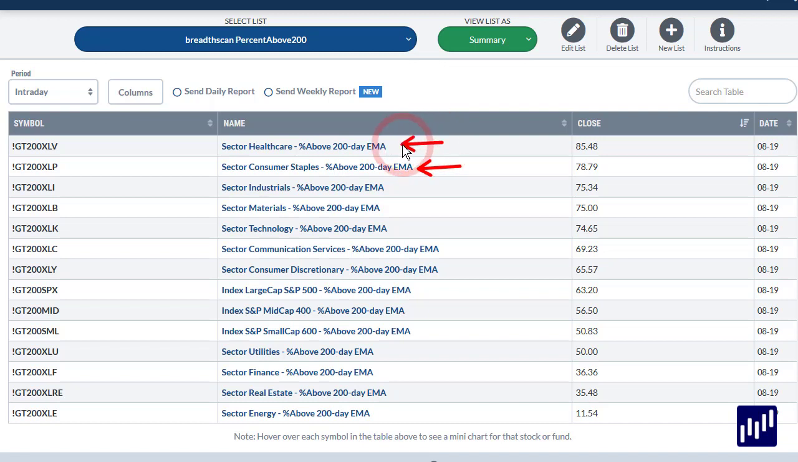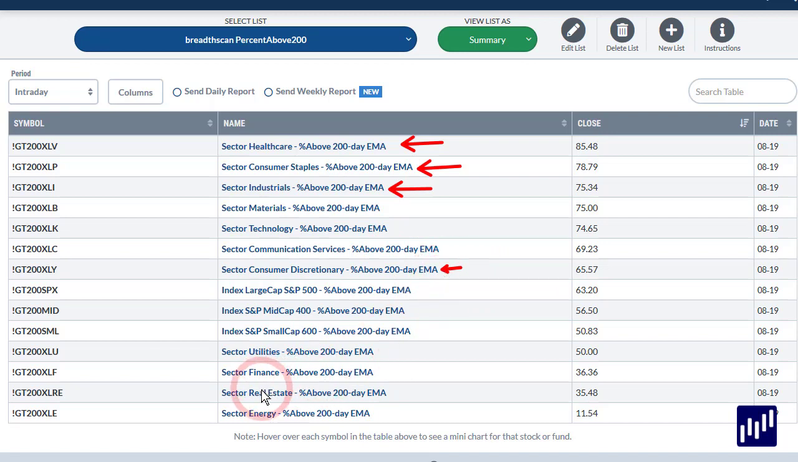Healthcare, 85% above the 200-day EMA. That's another strong sector, and I put industrials as strong too. So technology's dropped a little bit, but look at the weak sectors. Okay, consumer discretionary long-term is not that strong, 65%, but it's still net bullish, all right?